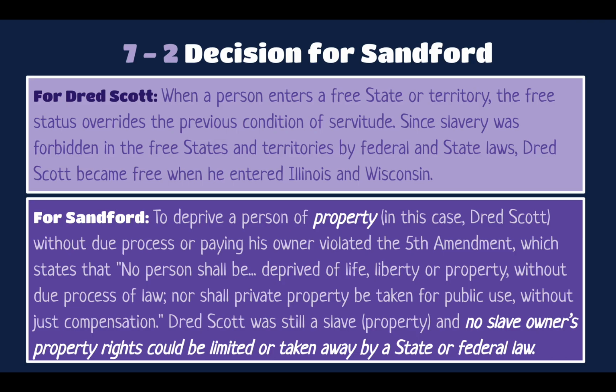And here's essentially what was said by the court, that a person cannot be deprived of their property, in this case that would be Dred Scott, because of the Fifth Amendment, which says that no person shall be deprived of their life, liberty, or property without due process of law. And so a slave owner's property rights could not be limited or taken away by a state or federal law.